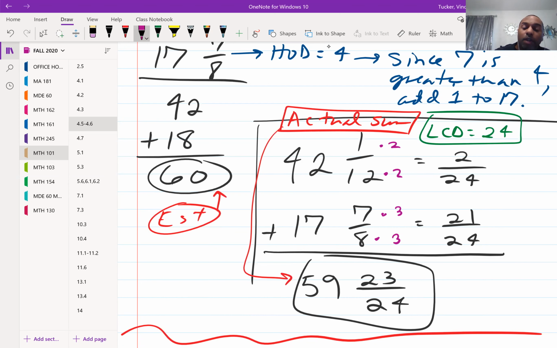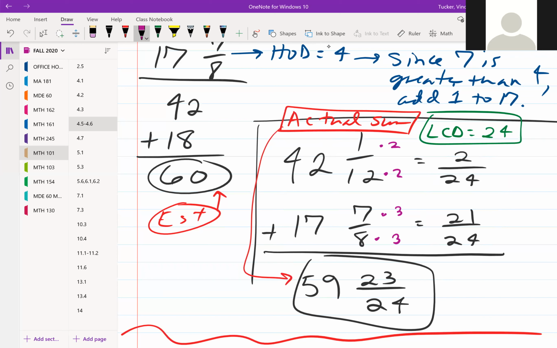Same thing with the 7 over 8. How do I get that to be a fraction with the denominator 24? I multiply that by 3, top and bottom. So 2 over 24 is my new fraction. 21 over 24 is my other new fraction. Now I can add these together, and that'll be 23 over 24. And then also you add the 14 and the 17 together. That'll be 59 and 23 over 24.